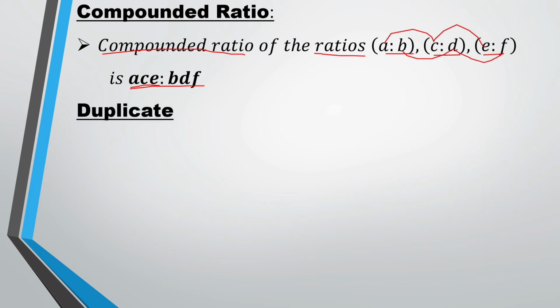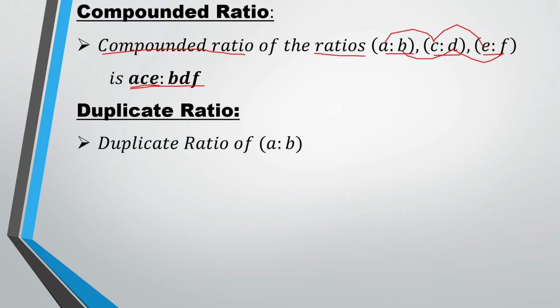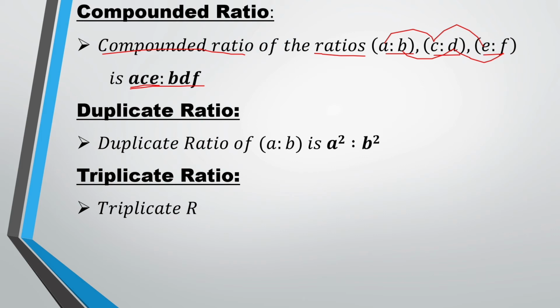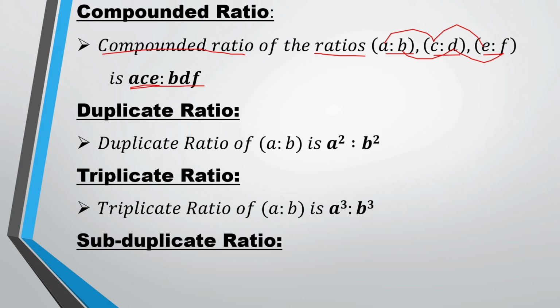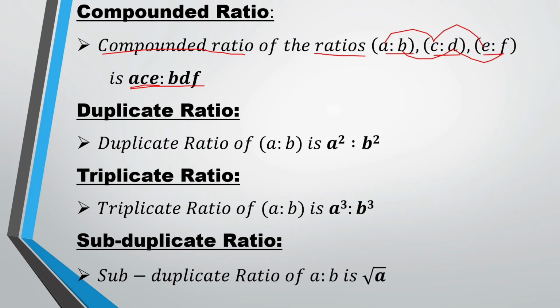And then duplicate ratio. Duplicate ratio of A is to B is A square is to B square. And then triplicate ratio. Triplicate ratio of A is to B is A cube is to B cube. Subduplicate ratio will be square root of A is to square root of B. See, if we compare all these, here duplicate is A square, B square and subduplicate is root A, root B.